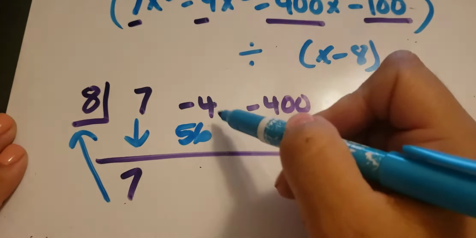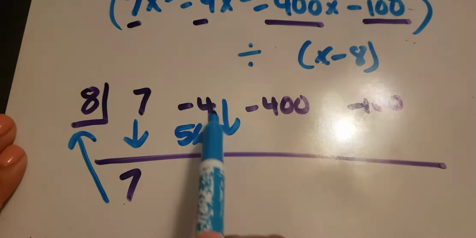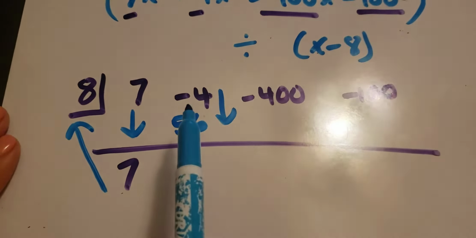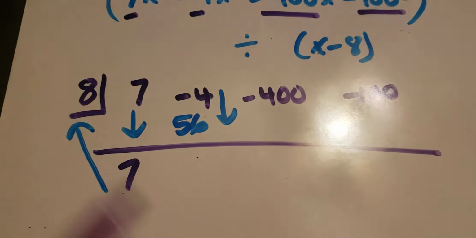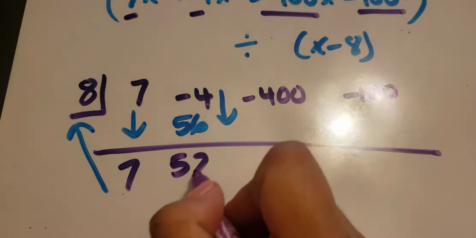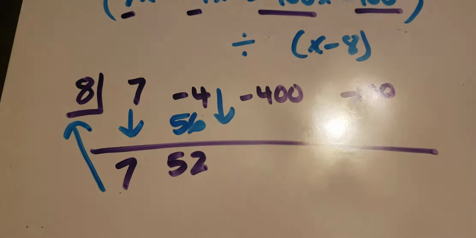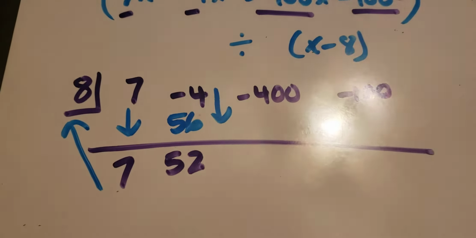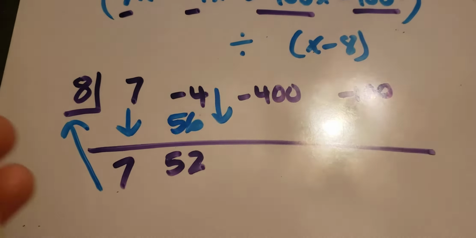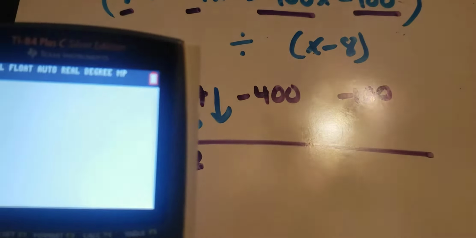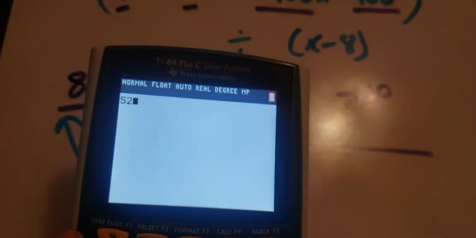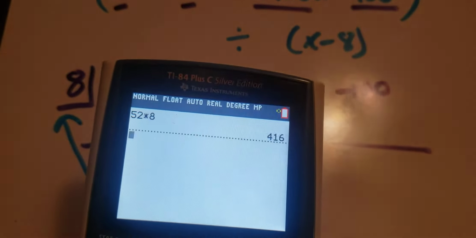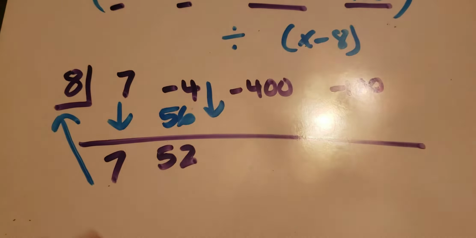And then what we do with these numbers is we just combine like terms. So do whatever operation says here. So negative 4 plus 56 is going to give me 52. And then I'm just going to use a calculator. 52 times 8 is going to give me 416.